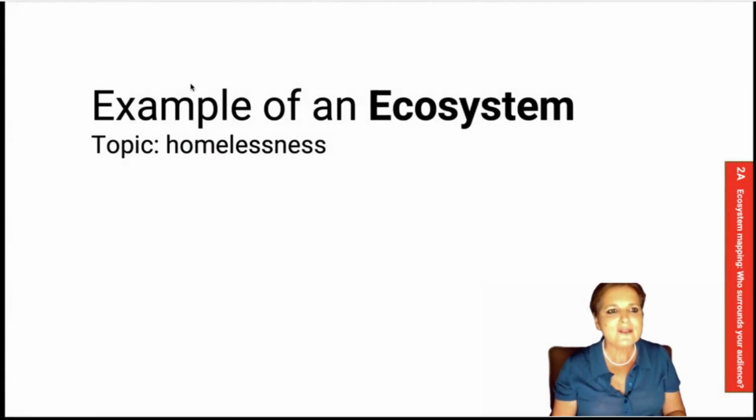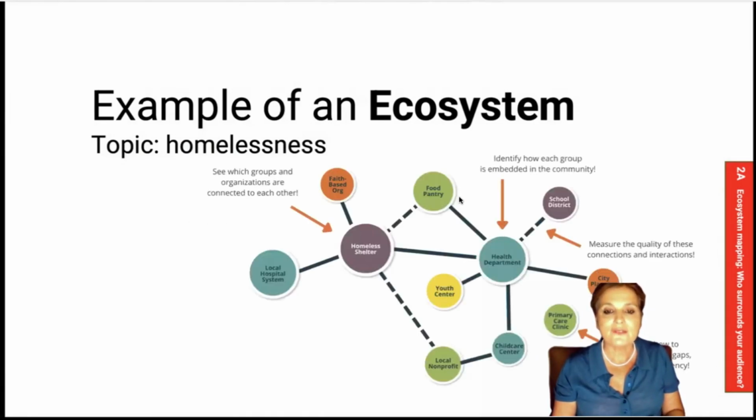Okay, so I've been talking about ecosystems, and you may be thinking, well, give me an example of one. What exactly is this? Well, we saw an ecosystem as a web of nodes. Let's think of a topic, homelessness, pretty important topic these days in this country. Well, an ecosystem could be represented by something like this. You've got the homeless shelter, the health department, the local hospital system, the city planning office, the youth center, school district, food pantry, faith-based organizations, local nonprofits, child care centers, primary care clinics. So all of these agents, organizations are part of this ecosystem.